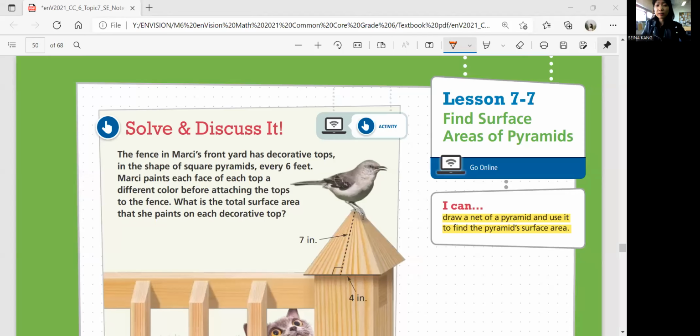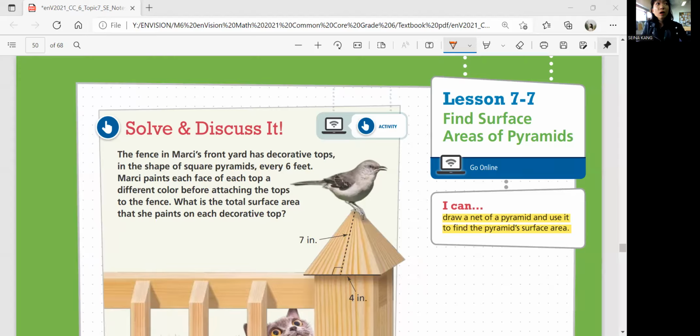Find surface areas of pyramids. In this lesson, we'll be able to draw a net of a pyramid and use it to find the pyramid's surface area. Last lesson, we used the net to figure out surface areas for the prisms. This lesson, we'll be able to draw nets for pyramids. Let's see what's the difference. Look at, solve, and discuss it.